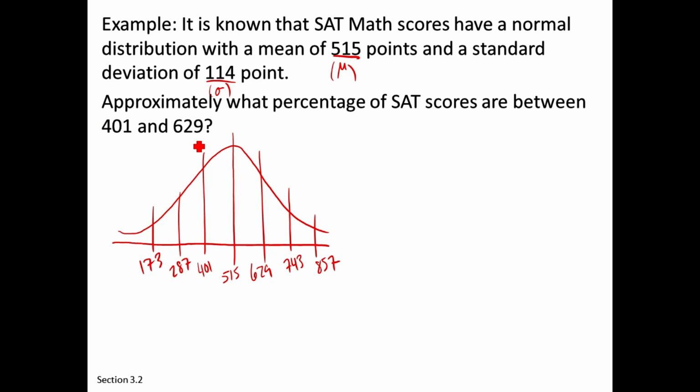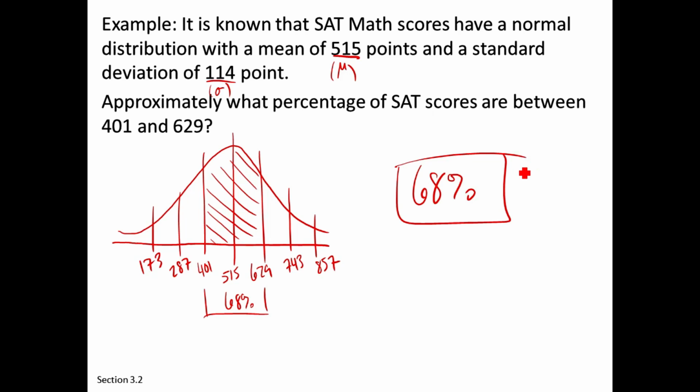Yeah, so now the question is what? Between 401 and 629, so where is that? That's right here. And so how many standard deviations is that? That's one standard deviation above and below. And so that's how much of our data? 68. Yeah, so the answer here is about 68% of all test takers are going to score between a 401 and a 629.